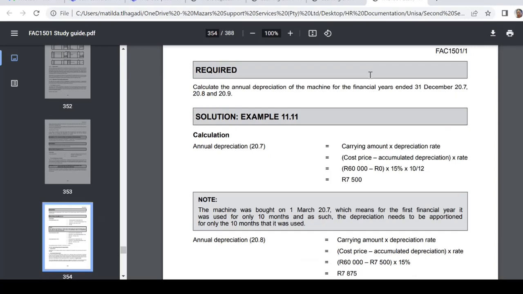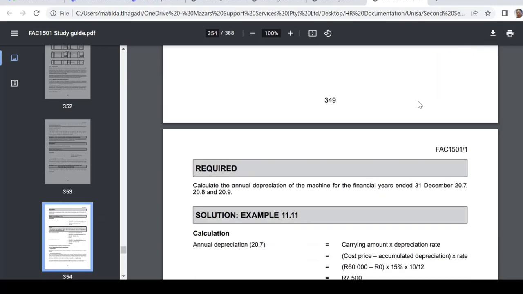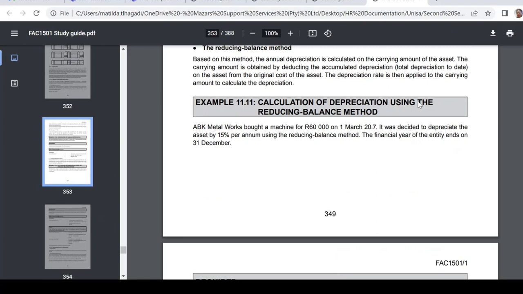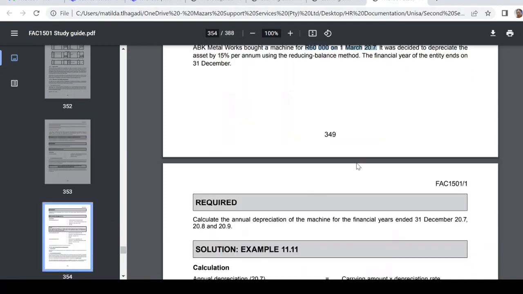So 20.7, let me just see what information. ABK Metal Works bought a machine for 60,000 on the 1st of March, and it was decided to depreciate the asset by 15% per annum using the reducing balance method. The financial year ends 31st December. So the cost of the asset is 60,000, which was bought on the 1st of March.